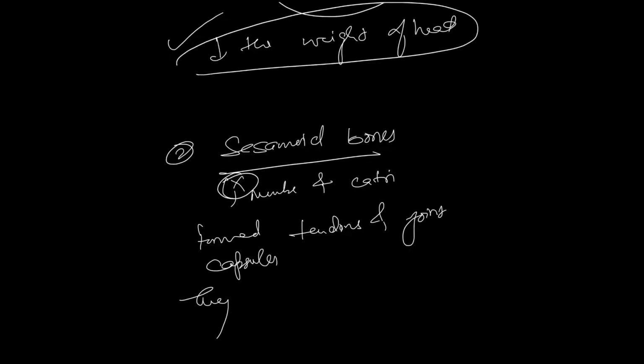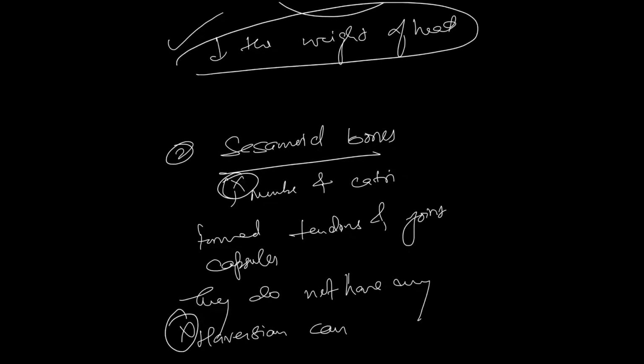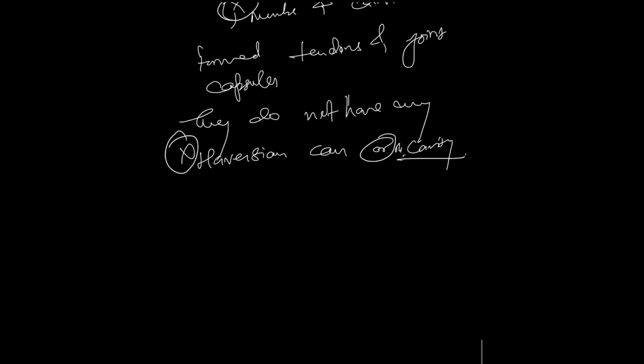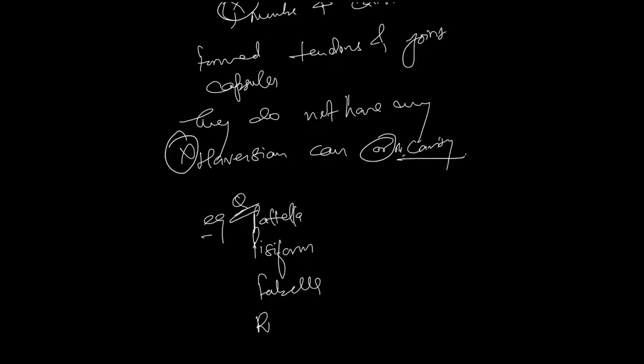They do not have any Haversian canal or medullary cavity. Some examples important for exams: patella, pisiform, fabella, and rider's bone.